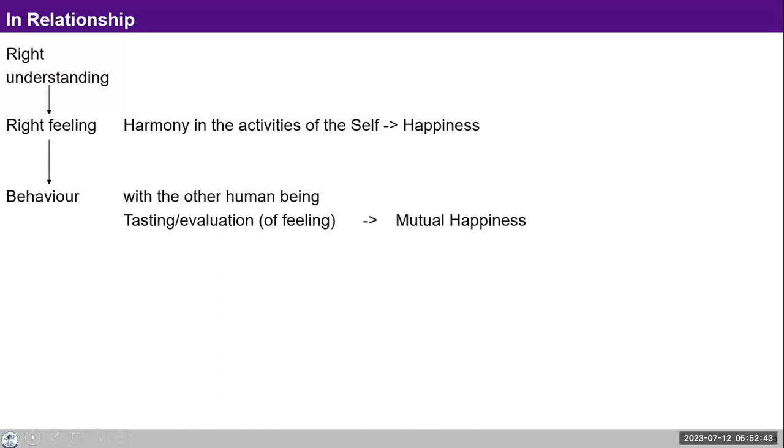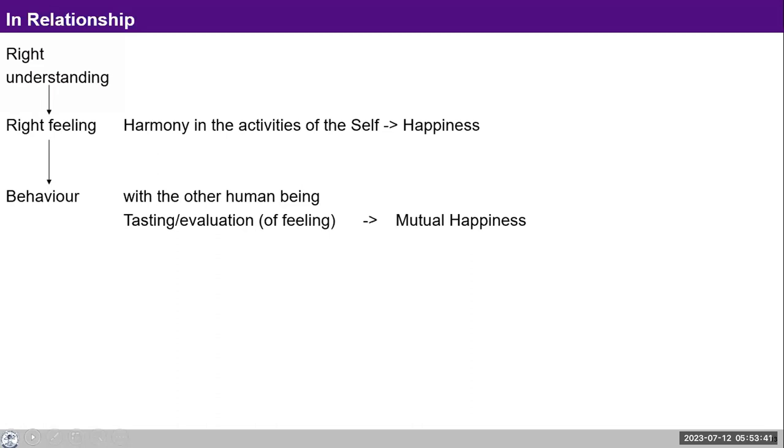So this harmony is happiness within. Now when we go to interact with other human beings with this happiness within, it can lead to mutual happiness. Having this harmony within, the right feeling in line with the natural acceptance, my thought will be of how to express this to the other, expressing the feeling from my side, evaluating the other, trying to see whether the other is able to see this feeling or not. All of that evaluation, everything.